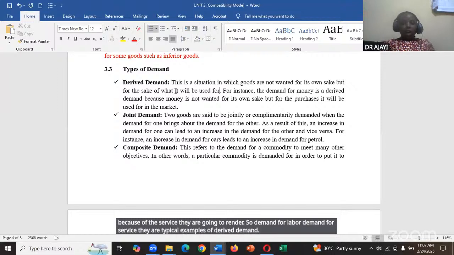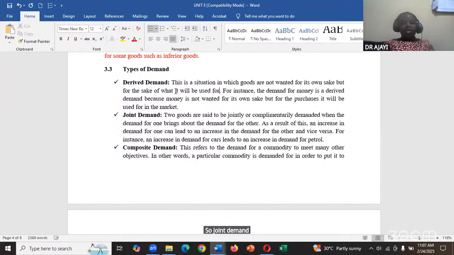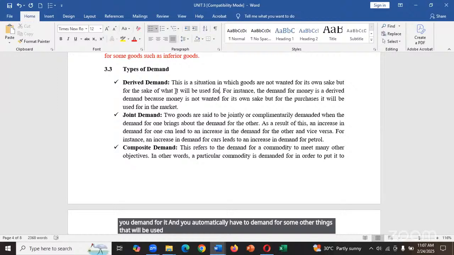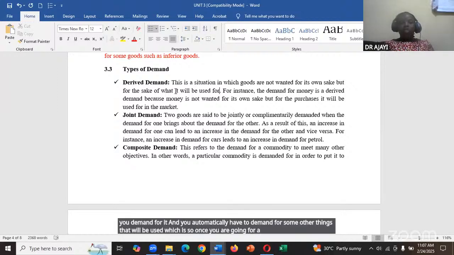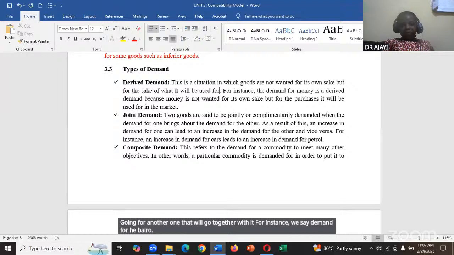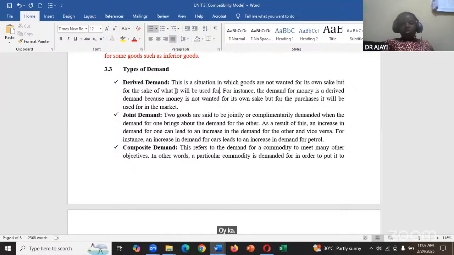Joint demand, another name for which is complementary demand, simply means you demand for it and you automatically have to demand for some other things that will be used with it. So once you are going for a typical commodity, you are indirectly going for another one that will go together with it. For instance, demand for a biro or a pen, or a car. Automatically, what you will use to make it run, you need to demand for it. So joint or complementary.